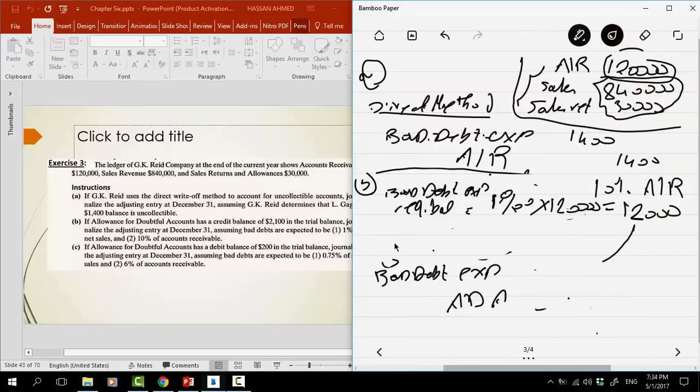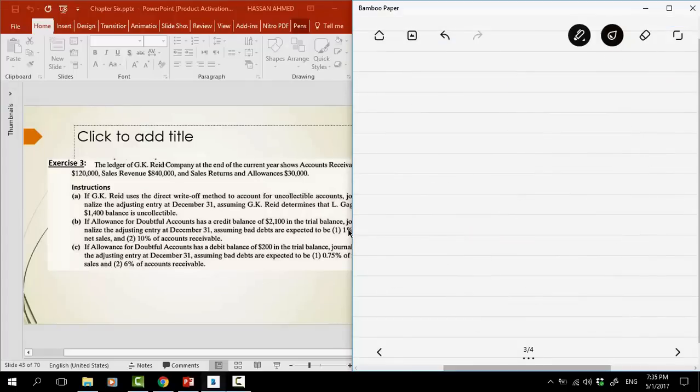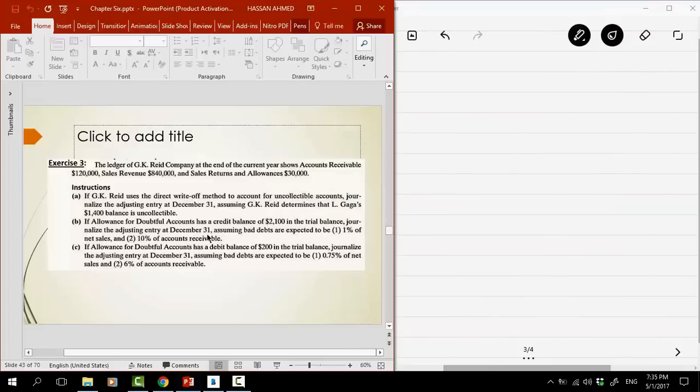Don't record this entry unless you check the balance of the ADA, debit or credit. Here in the problem, he told us that the credit balance is 2,100 and I want a required balance of 12,000. Then we will make an adjustment of 9,900. Okay, and that's all. I will solve a complete problem right now, comprehensive, including all the ideas.